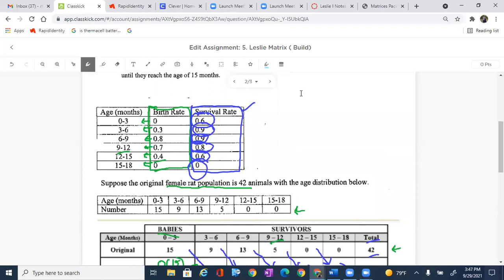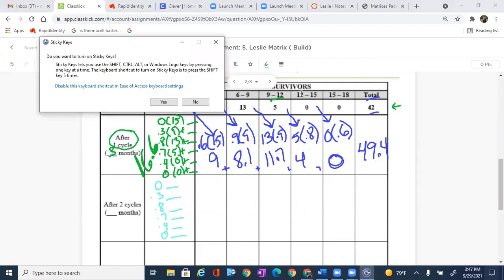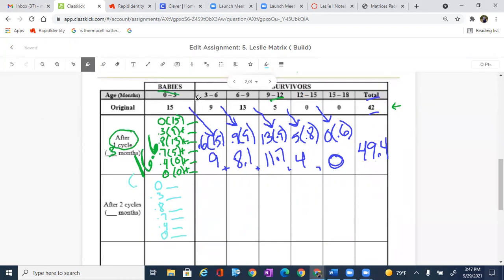So I'm going to start over with their birth rates: 0, 0.3, 0.8, 0.7, 0.4, and 0. I'm going to write them all down again. And I'm going to go back through and start labeling how many there are in each one. Well, check it out. There are 16.6 babies, so I'm going to write 16.6 here.